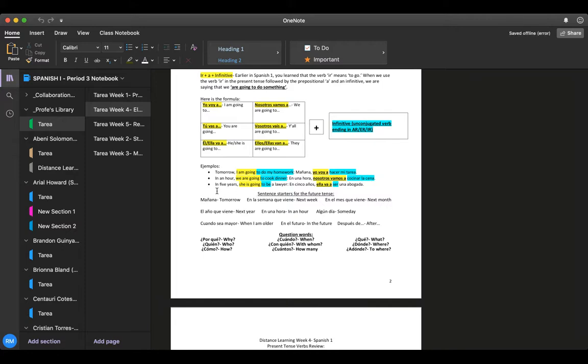Okay? And then the last one here, in 5 years, she is going to be a lawyer. Right? She is going, again, is in the yellow. And it corresponds to the first part of the formula. And then to be is the infinitive in English, corresponds in blue to the infinitive up here in blue. En 5 años, ella va a ser una abogada. Ser meaning to be, that's the infinitive in blue. And ella va a is the beginning of the formula.